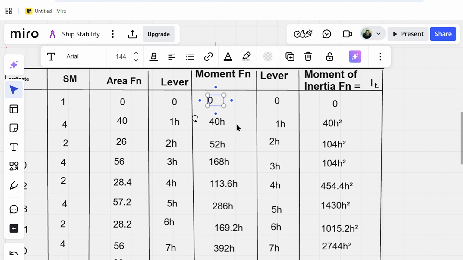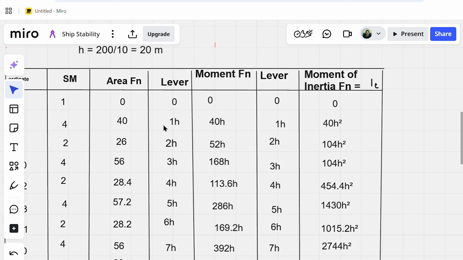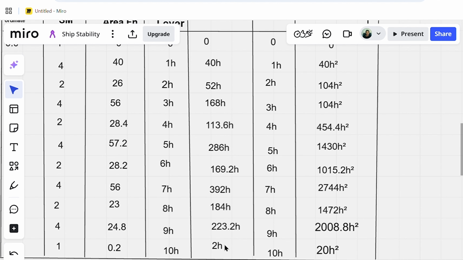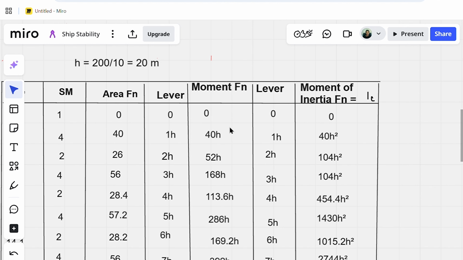Multiply all the area functions with their corresponding levers and write down the moment function all the way up to the 11th ordinate. Now this is the first moment of area. I need the second moment of area, meaning moment of inertia. So once again I am going to multiply by the same lever. The same levers which I wrote down here are copied and pasted here. And now the moment function is multiplied by the lever again. So we get the second moment of area.